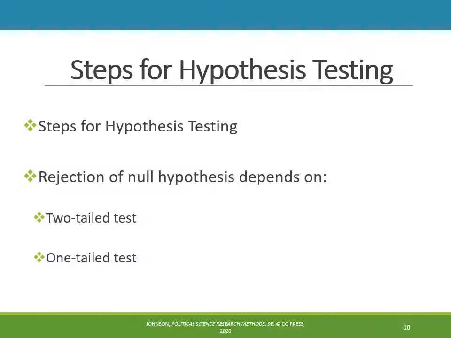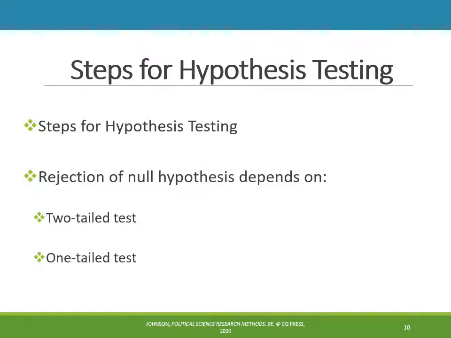So when do you reject the null hypothesis? In a two-tailed test, you're going to reject the null hypothesis when the absolute value of the observed test statistic is greater than or equal to the critical value. So if what you calculate is greater than or equal to what you find in the back of your textbook in that table, then you reject the null hypothesis.